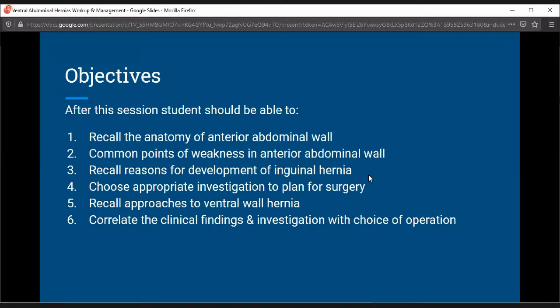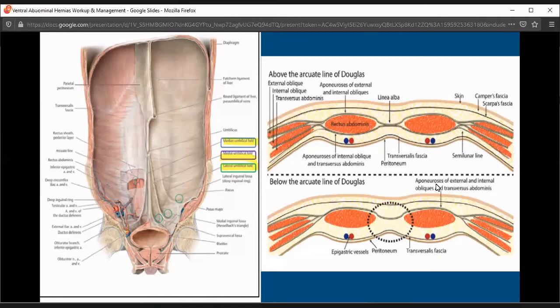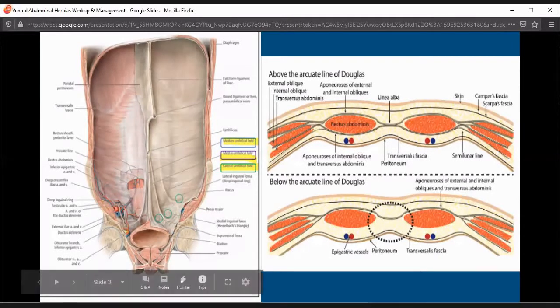Fine. And what are the different approaches? Just brief. We don't want you guys to go into details of how in depth we need to go for management. Just the basic principles you need to know. Fine. And then in the last, you need to clinically correlate the findings and investigations with the choice of operation. Fine. You guys remember this from your second year, and this is one of the things that you guys need to know.